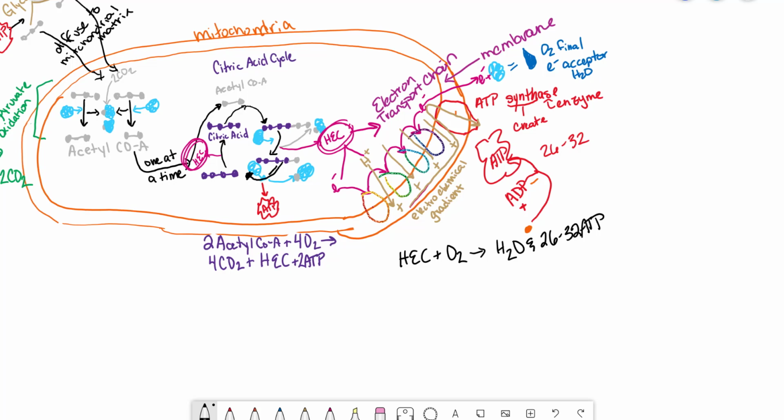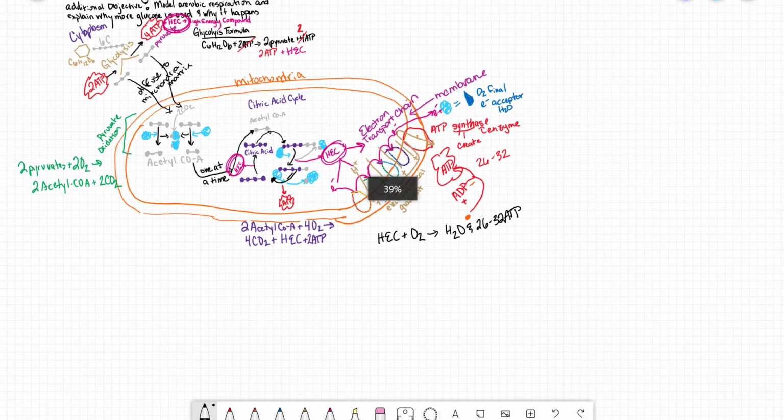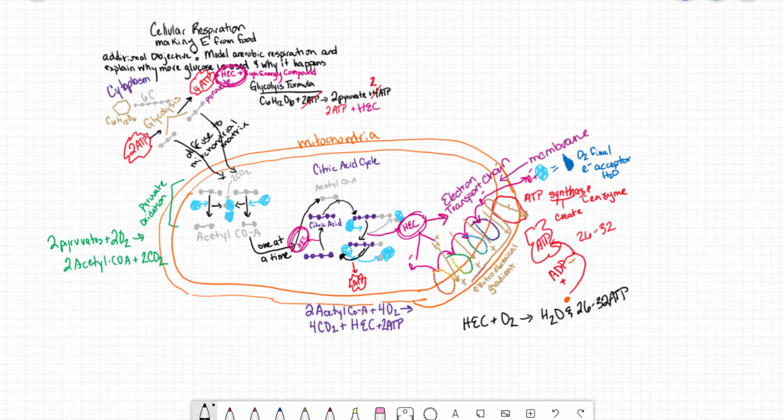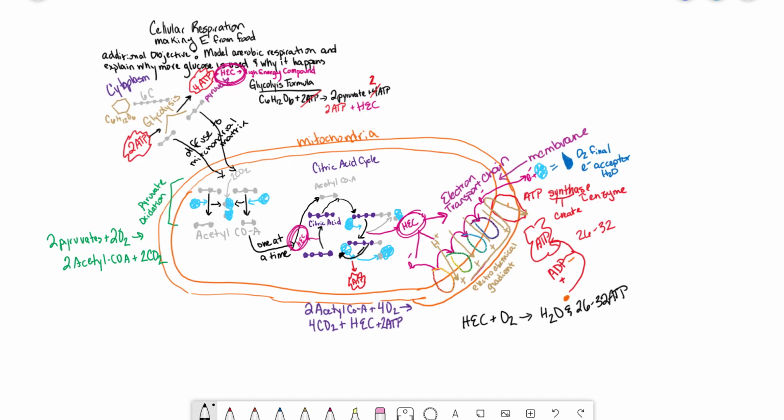So all of this that we've been doing is all cellular respiration. We are just taking the food we eat, sugar, and turning it into ATP at the end.